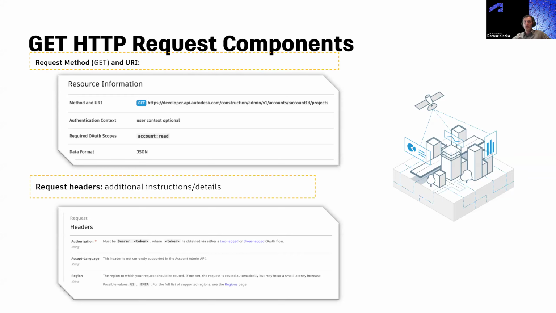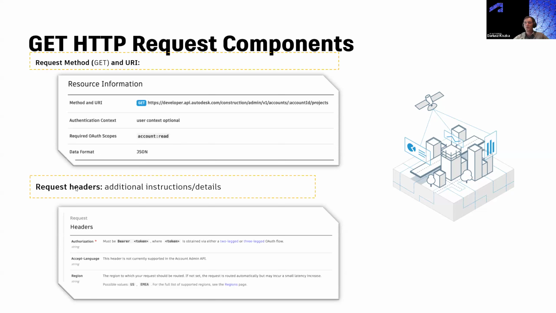So let's start with breaking it down to the components of the HTTP request. So we have the HTTP request as a GET method to retrieve data from the server. And when we do it successfully, we need the key pieces of information. So we need to specify the request method and URI. In this example, we are using GET method to retrieve the data from the server.